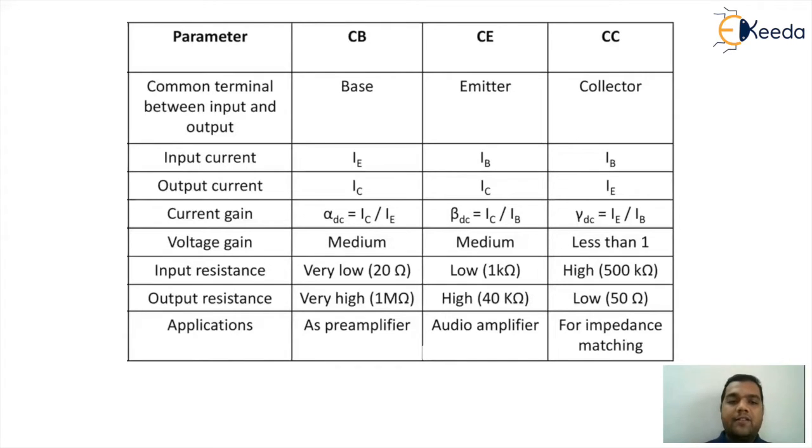And on similar lines, we can discuss regarding the input and the output impedance. Normally, when we talk about the common base amplifier, we take it as a pre-amplifier. Common emitter is basically an audio amplifier, and common collector is basically for impedance matching. So this is the basic concept of common base, common collector, and common emitter amplifier circuits. So this was all regarding the concept of voltage amplifier.